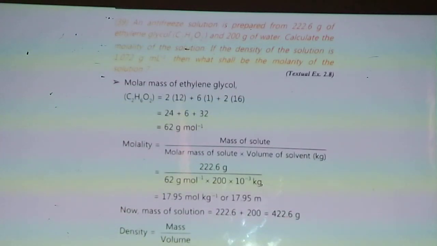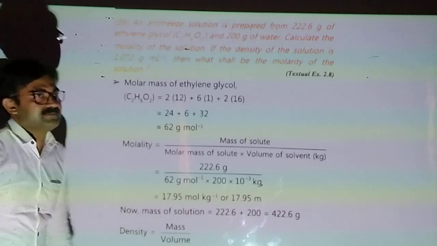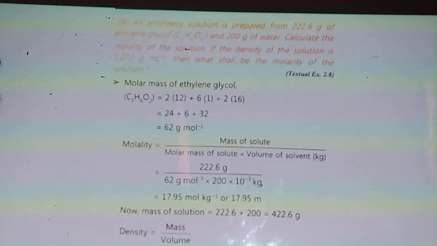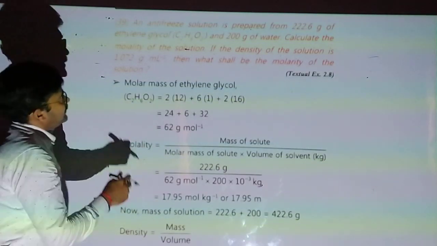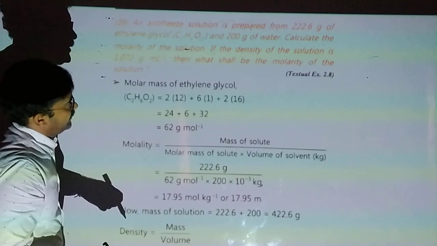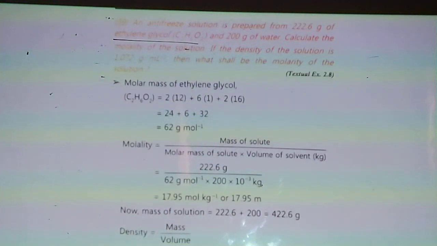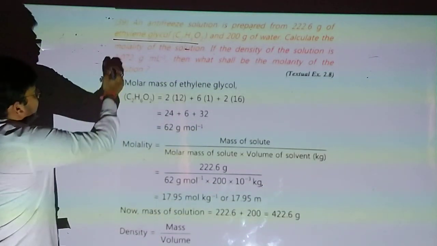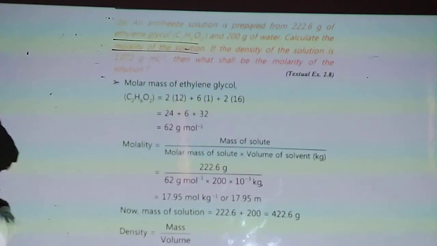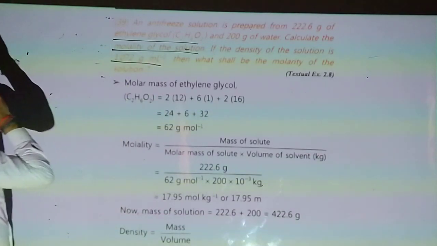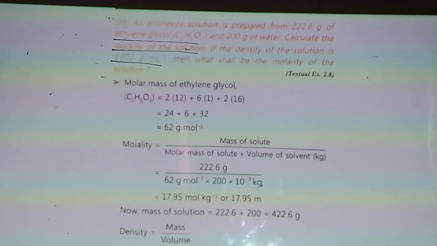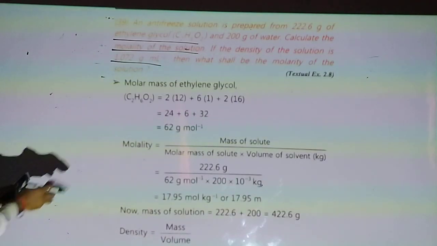Yes, we are adding ethylene glycol or some other solute. So freezing point decreases, that is called antifreeze. Prepared from 222.6 gram of ethylene glycol. Yes, ethylene glycol we are adding 222.6 gram in 200 gram water. Calculate the molality of the solution. If the density of the solution is 1.072 gram per milliliter, then what shall be the molarity of the solution?